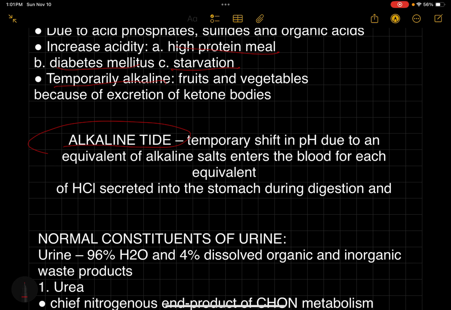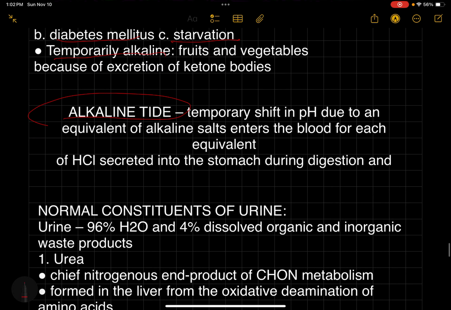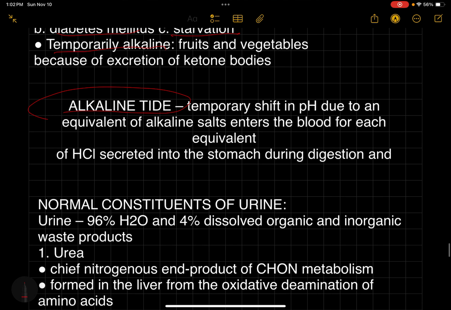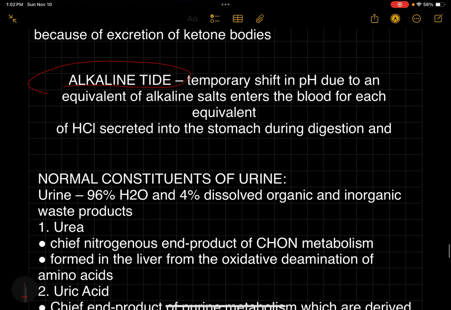Alkaline tide is a temporary shift in pH due to an equivalent of alkaline salt entering the blood for each equivalent of HCl, or hydrochloric acid, excreted into the stomach during digestion.